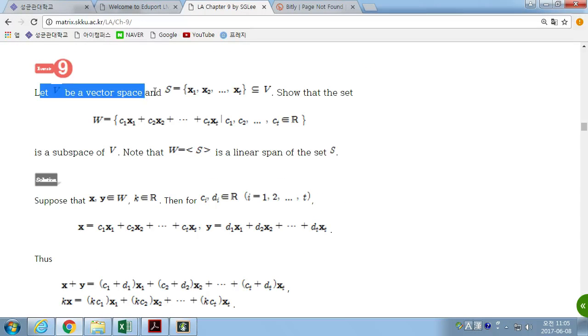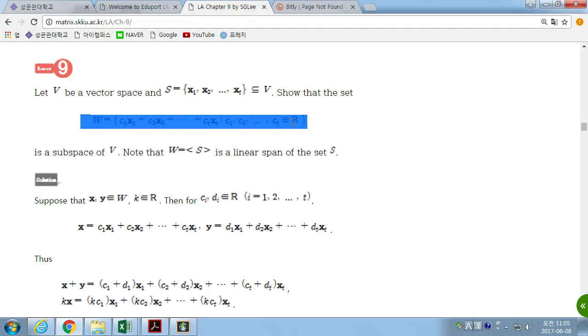Let V be a vector space and S a set of t vectors in V. Then show W, which is the span of these t vectors, is a subspace.